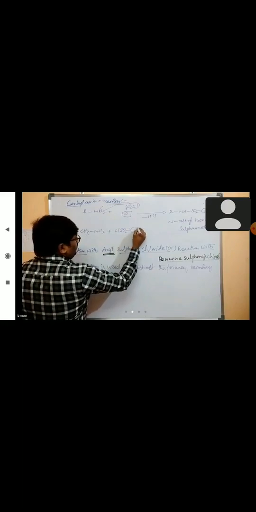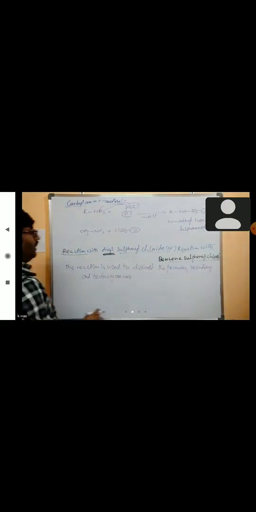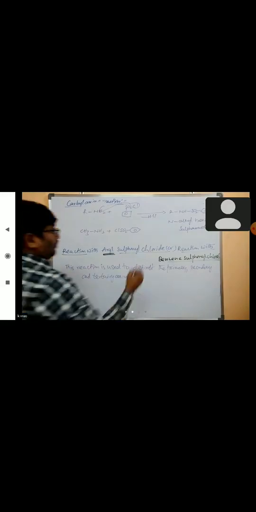If R is equal to a simple methyl group, CH3NH2 plus ClSO2 benzene, benzene sulfonyl chloride, remove the HCl, it gives CH3NH SO2 benzene. The name of the compound is N-methyl benzene sulfonamide.